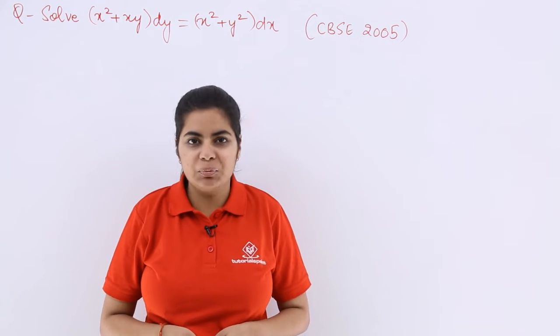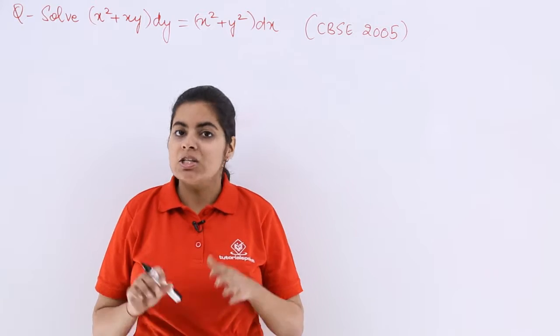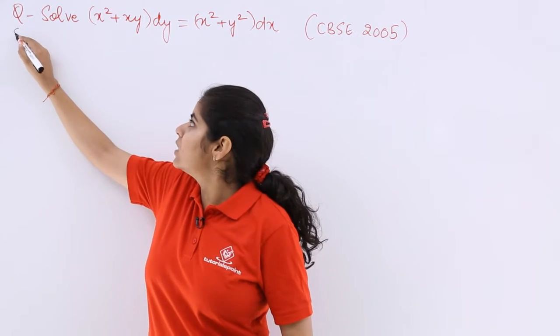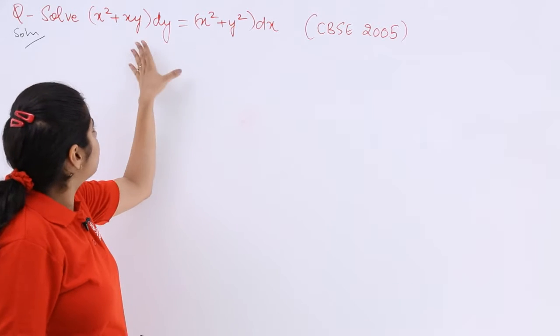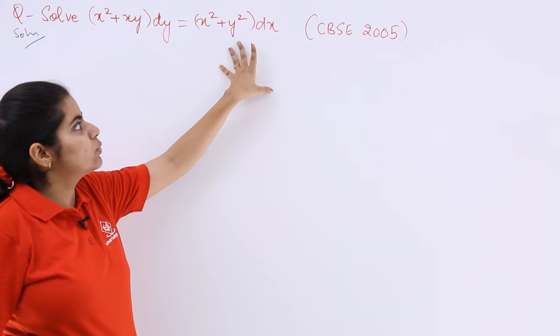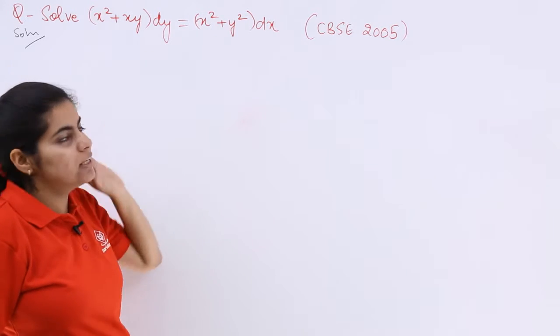In this video, let's see a numerical problem asked in the CBSE examination. The year was 2005. So let's start with the solution. For this question, solve (x square plus xy) dy is equal to (x square plus y square) dx. I know that the powers are all in 2.